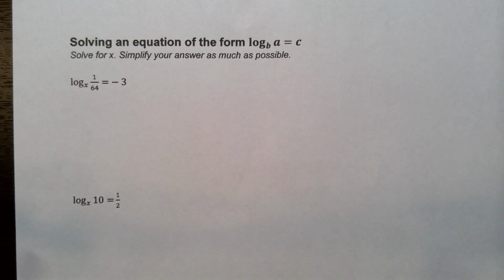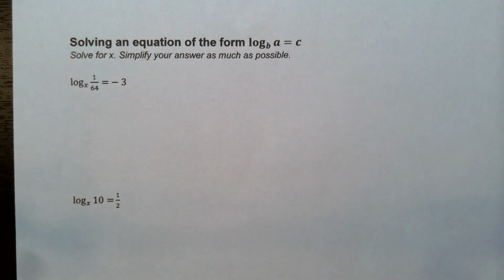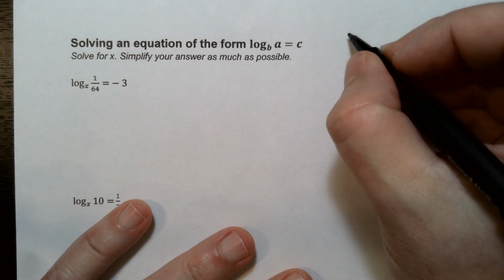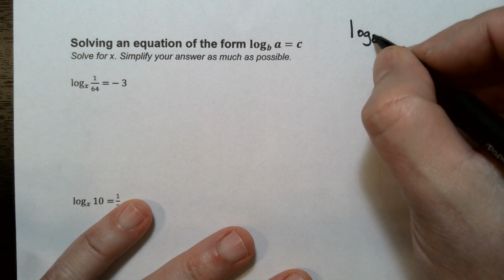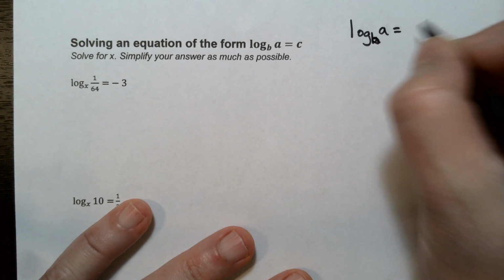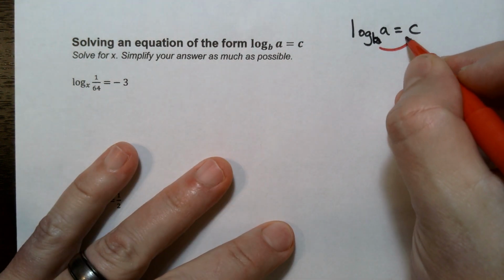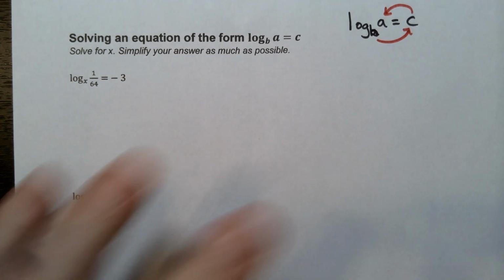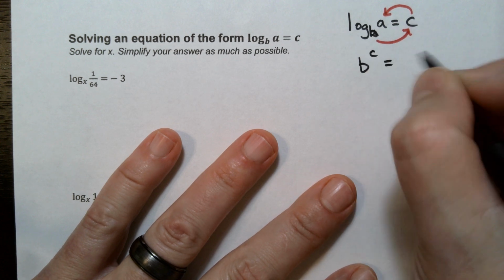In this video, we will be solving an equation of the form log base b of a equals c. For this, we need to recall how we convert a logarithm to an exponential. If I have something of the form log base b of a is equal to c, I can use this method to change it into an exponential. Call it the circle method. It would be b to the power of c equals a.